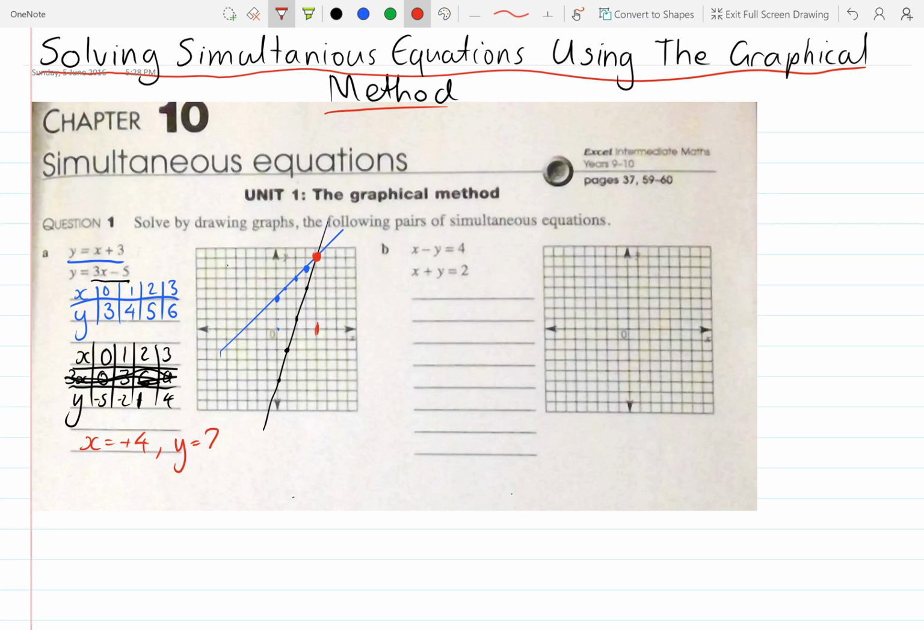So just to do a double check, x plus 3 does equal 7. 4 plus 3 equals 7. And 7 is the same as 4 times 3, take away 5. 4 3s are 12, take away 5, 7. So that is a big tick for that one.